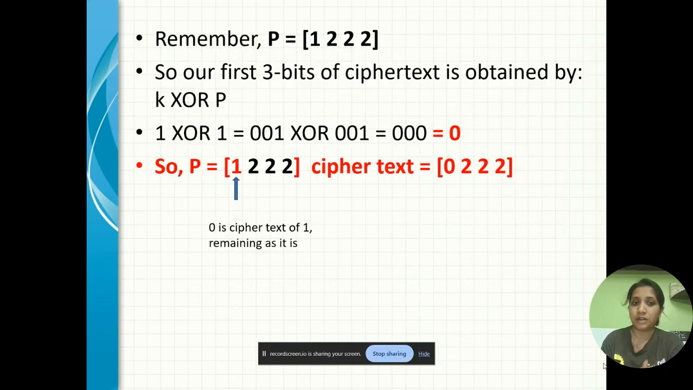Remember, p equals 1 2. So our first 3 bits of ciphertext are obtained by XOR with p. So 1 XOR 1 gives 0. So with p equals 1 2 2 2, that gives ciphertext of 0 2 2 2 2.